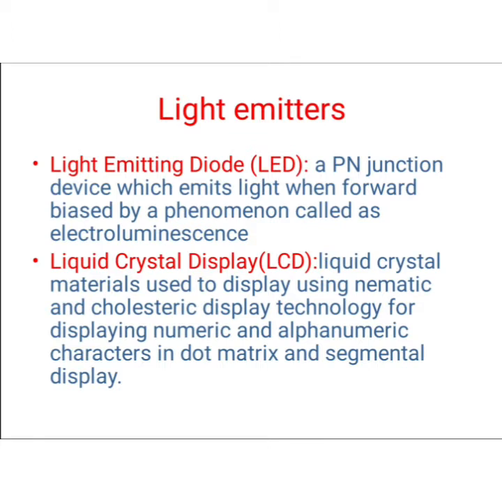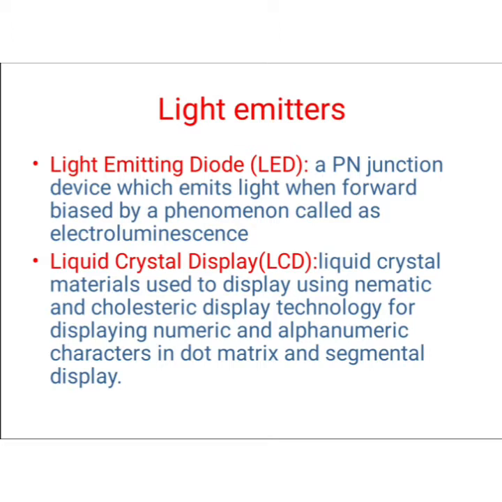A light emitting diode is just a PN junction diode which emits light when it is in forward bias. This phenomenon is called electroluminescence. Whereas in the liquid crystal display, liquid crystal is used so that, with the help of alignment of molecules, it will be displaying some characters. This type of display generally uses nematic, cholesteric and smectic displays. We'll see them in the further slides.